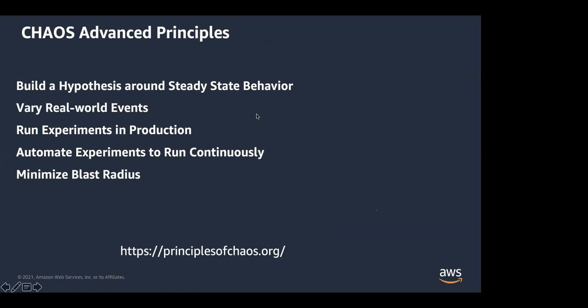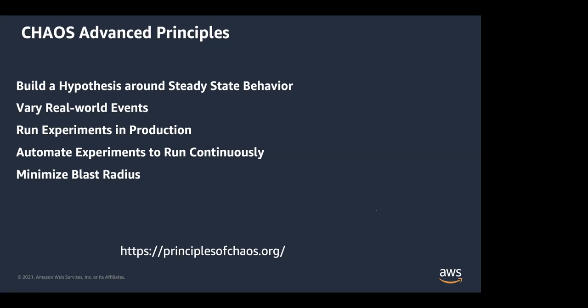So here are some advanced principles. Build a hypothesis around steady state behavior. Vary your real world events. Then you run your experiments in production. You don't do this in a dev isolated environment. You're actually running in production, and I'll get more into that in a minute. And you want to automate this to run continuously. You don't just break your production environment one time and say, okay, we know what's wrong, we'll fix it later and we're done. No, this is something you do all the time.